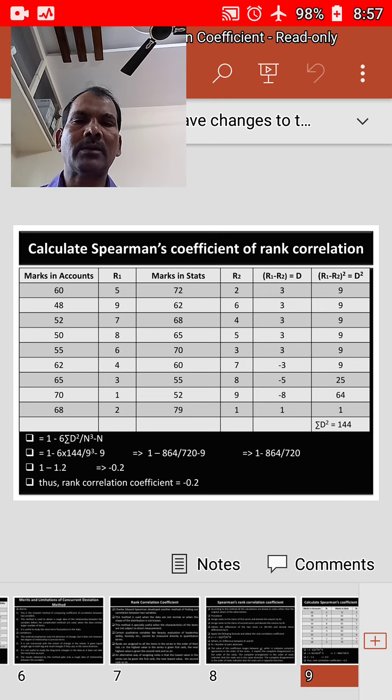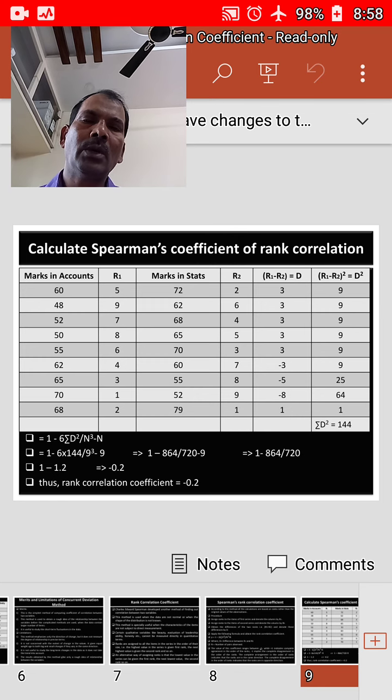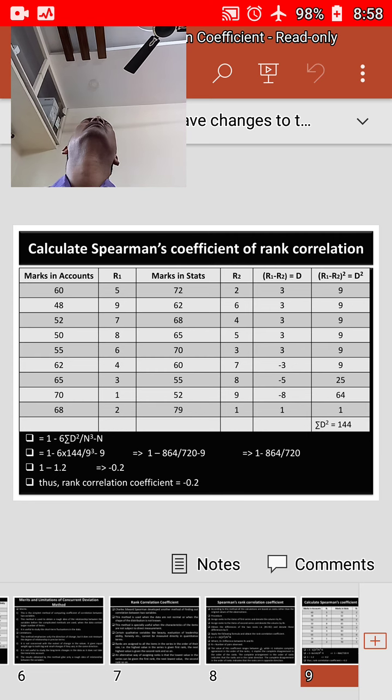In the same manner, 70 will get third rank, 68 will get fourth rank, and 65 will get fifth rank, 62 will get sixth rank, 60 will get seventh rank, 55 will get 8th rank, and 52 will get 9th rank. Now we have R1 and R2. In order to get the D value, we will subtract R1 minus R2.